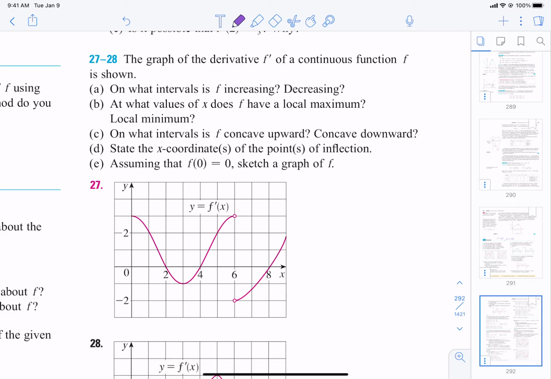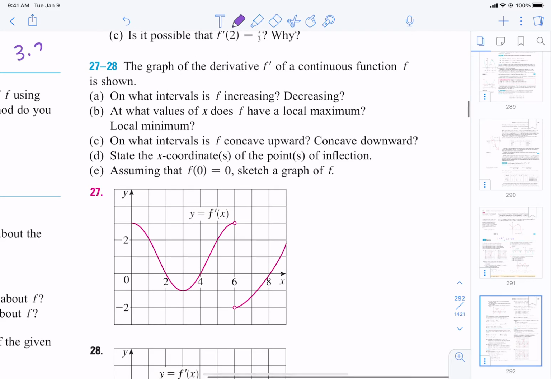So here's 27 from the 3-3 homework. Let's look at what they've asked. They said the graph of the derivative is shown. So that is the derivative there, okay? From that graph, they want to know where the function is increasing, decreasing.